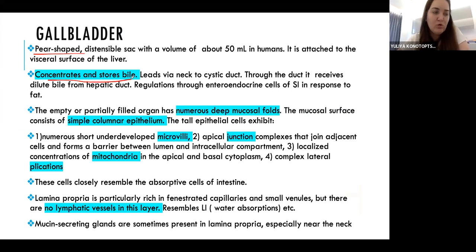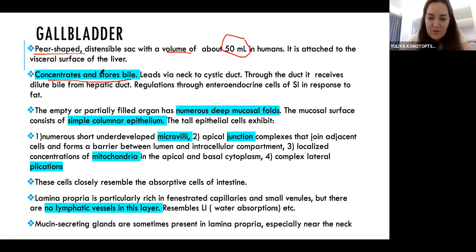So don't forget that gallbladder does not produce bile, it simply stores it and concentrates it. Who is making bile? Your liver. That's why the gallbladder is connected to the liver, right? It's right there, right next to the liver. The volume of potential amount of the bile is about 50 milliliters in humans, right?